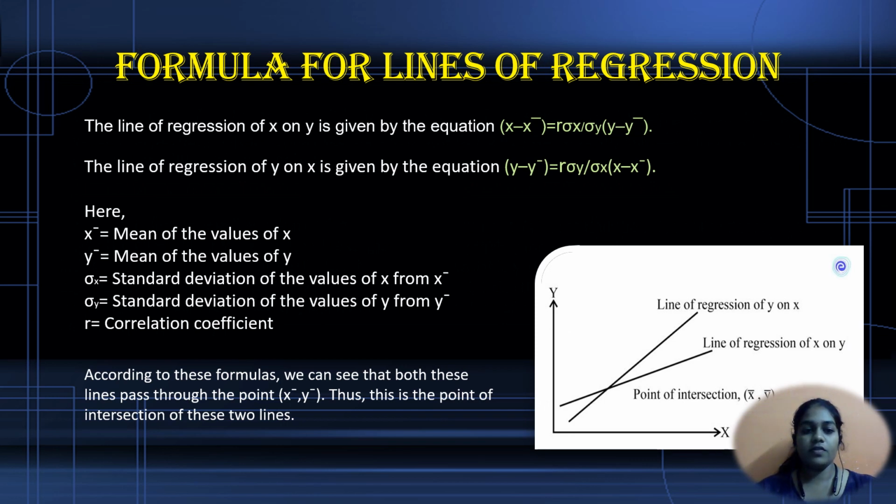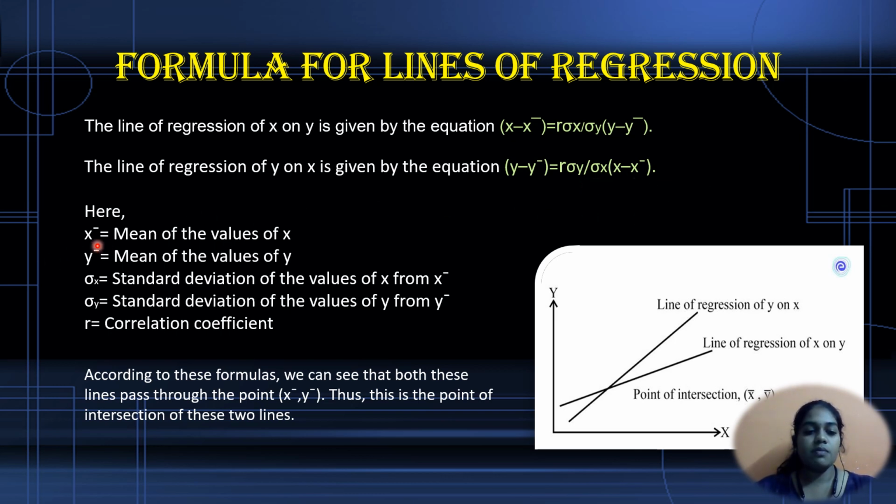Formula for the lines of regression. We know that the line of regression of x on y is given by the equation x minus x bar is equal to r sigma x divided by sigma y into y minus y bar. The line of regression of y on x is given by the equation y minus y bar is equal to r sigma y divided by sigma x into x minus x bar.